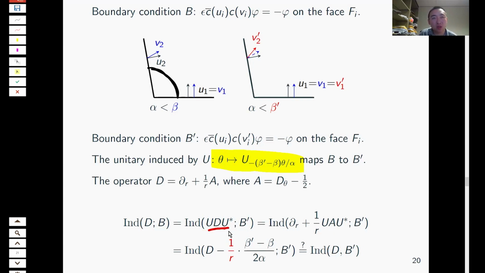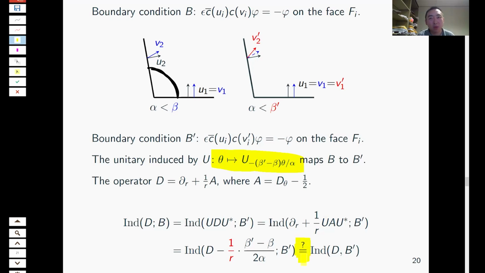Now we can compute the U D U star. U commutes with partial r because U doesn't have r, and then it becomes 1 over r times U A U star. And you compute the commutator. The commutator of U with d theta actually is not 0. It will involve a new term, essentially beta prime minus beta over 2 alpha, but we still have 1 over r here. So these two equalities are almost trivial, but now the question is, do we have this equality? That's what we want to show.